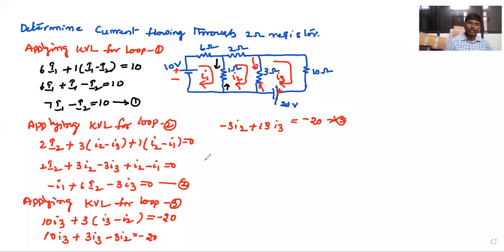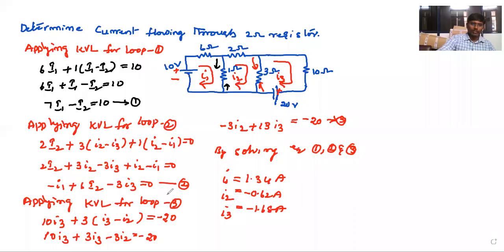Okay, now take your calculator and solve these three equations. By solving equations 1, 2 and 3, we'll get I1, I2 and I3. So all of you take the calculator and solve equations 1, 2 and 3. You will get I1, I2, I3.